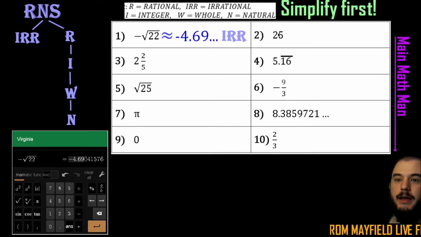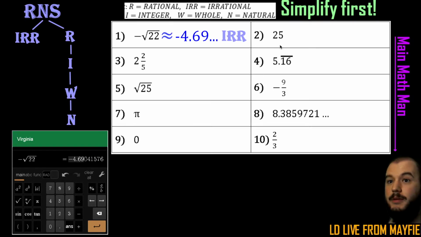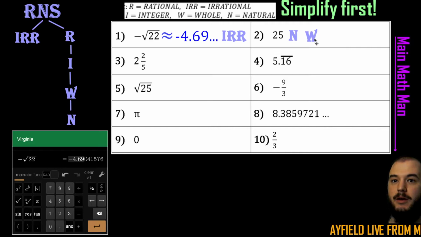For number 2, it is 25, and so let's think, okay, can I count to 25? You better believe it. I hope you can too. So again, we're going to say that's a natural number, and like I said before, if it is a natural number, it also has to be a whole number. If it's a whole number, it has to be an integer, and if it's an integer, it is also going to be rational. So make sure that you are including all 4 of those for your counting numbers.